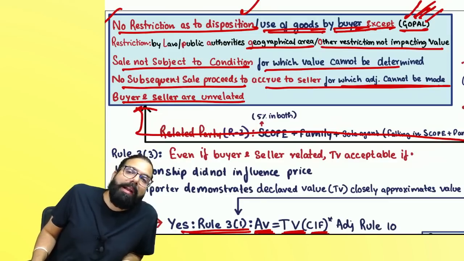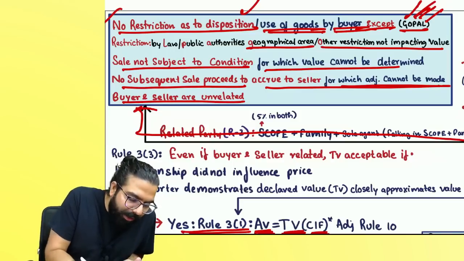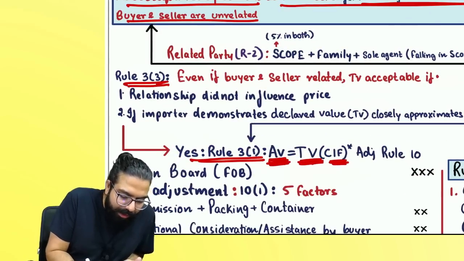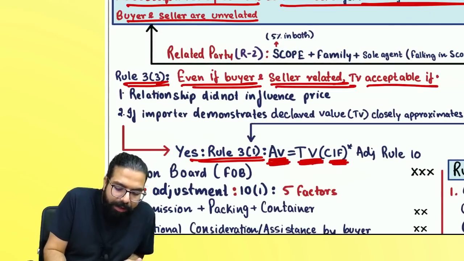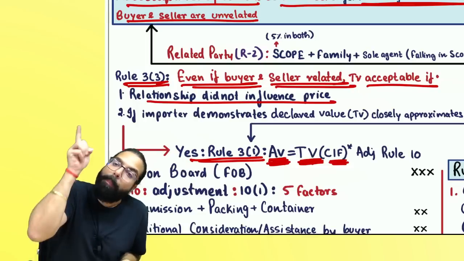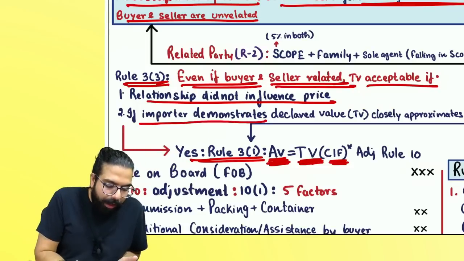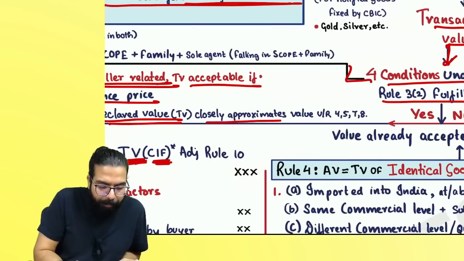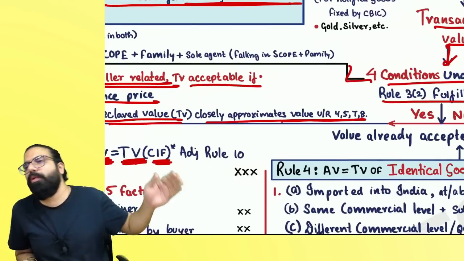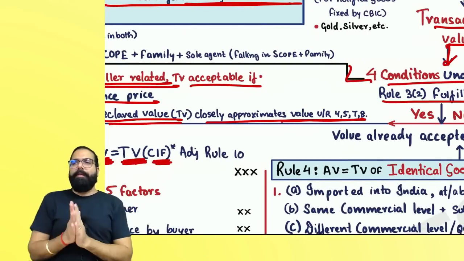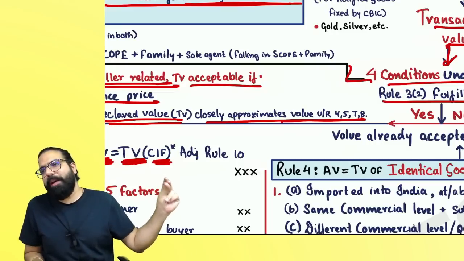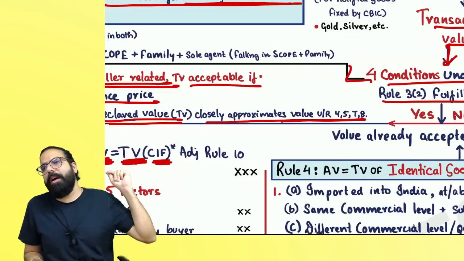But even if buyer and seller are related, rule number 3.3 says the transaction value will be accepted if the relationship did not influence the price, or the importer demonstrates that the declared value closely approximates the value under valuation rules number 4, 5, 7 and 8. Are we clear, everyone? But if you can't prove that, then the officer will apply the valuation rules and find out the value.